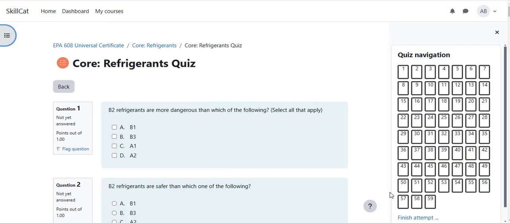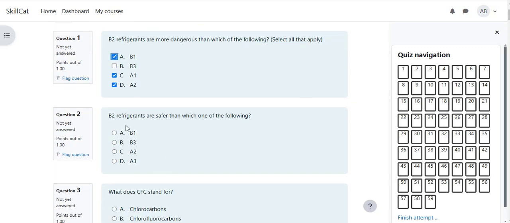Okay, oh my gosh, this is 59 questions. B2 refrigerants are more dangerous than which of the following? Select all that apply. B2 is more dangerous than A1 and A2 and also B1. B2 refrigerants are safer than which of the following? Safer than B3.